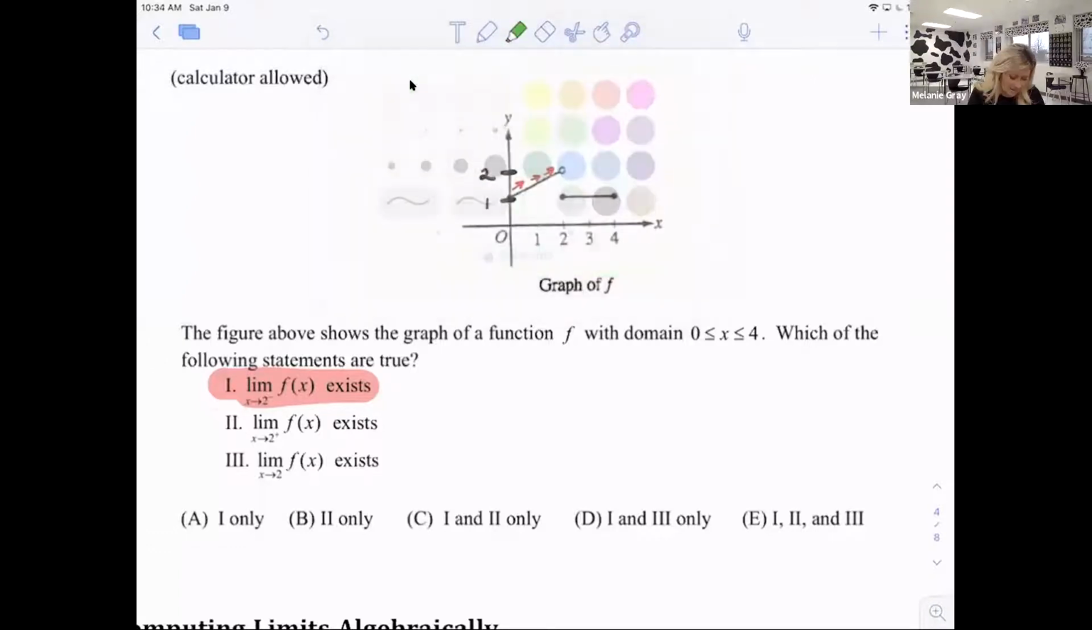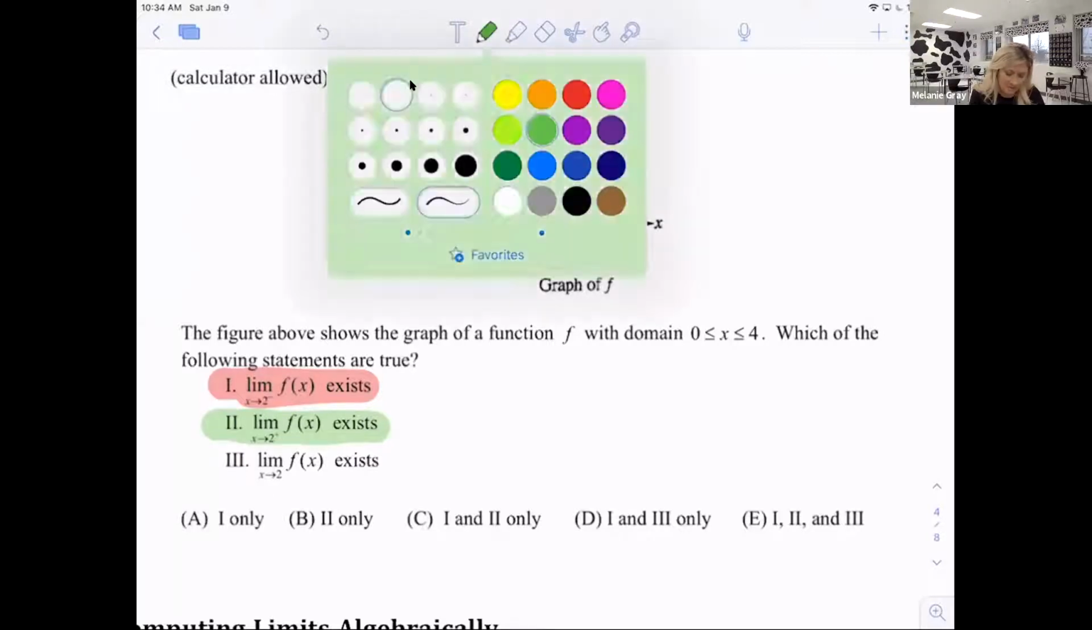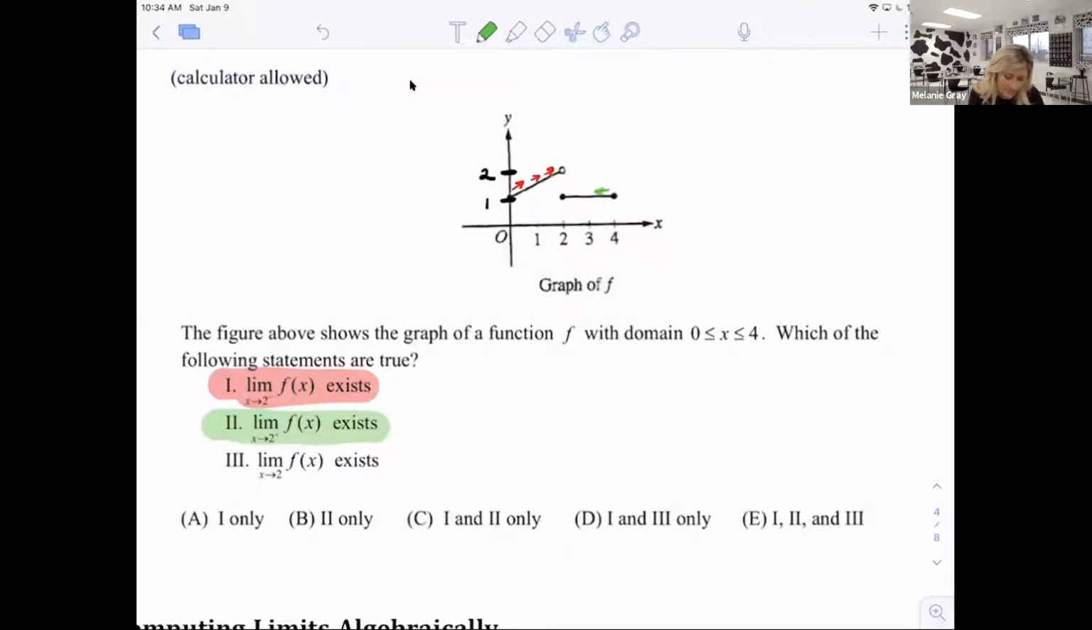And then from the right-hand side, I'm going to highlight that in green, and I'm going to use green arrows up here. From the right-hand side, this piece is constant. It looks like that is approaching 1, or it actually is 1 because it's constant. And so that certainly exists. So we can say 1 is true, and then 2 is true, and then 3 is not true.